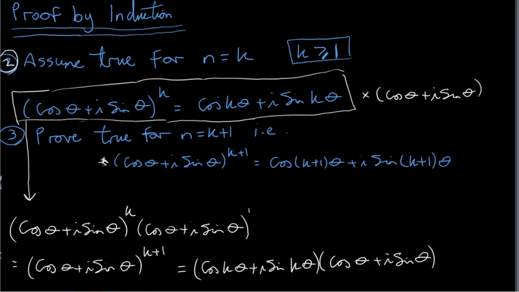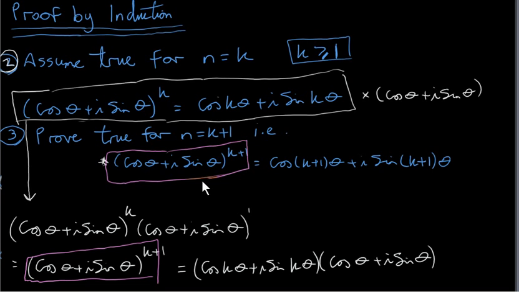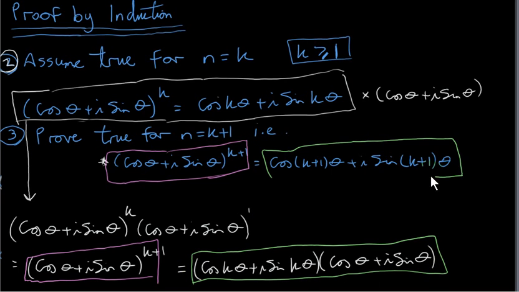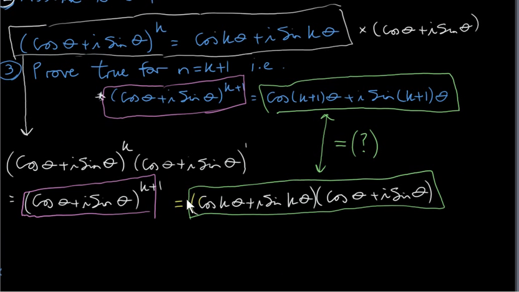So you can see now that the left hand sides are the same. All we've got to do now is show that the right hand sides are the same. Show that this thing here is equal to this here. So let's multiply this out. We have cos k theta by cos theta. There's no i term in that. And what other products give us no i term? Well, if we multiply i sin k theta by i sin theta, we get i squared sin k theta sin theta. But i squared is minus 1.